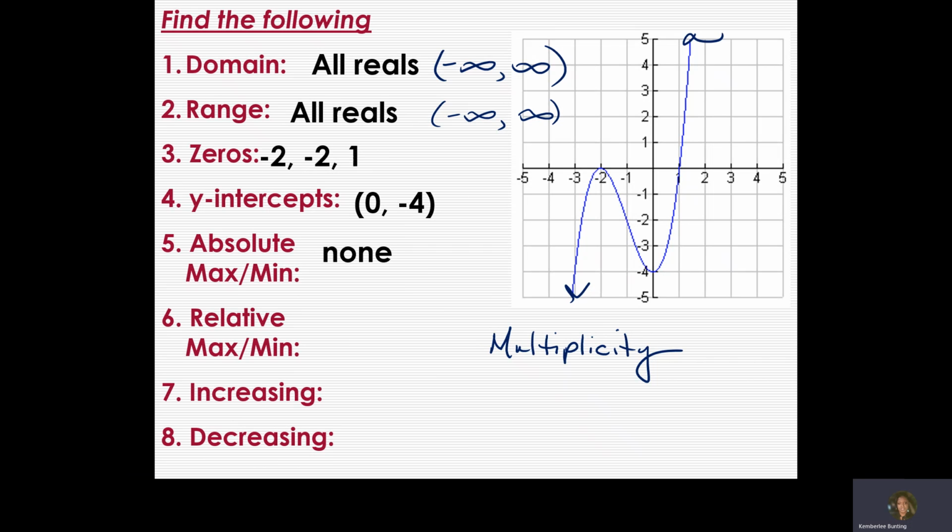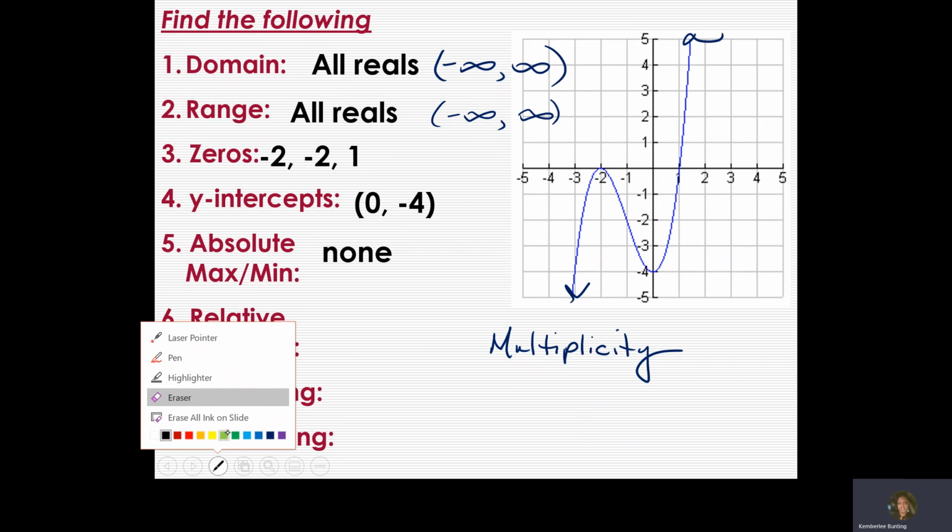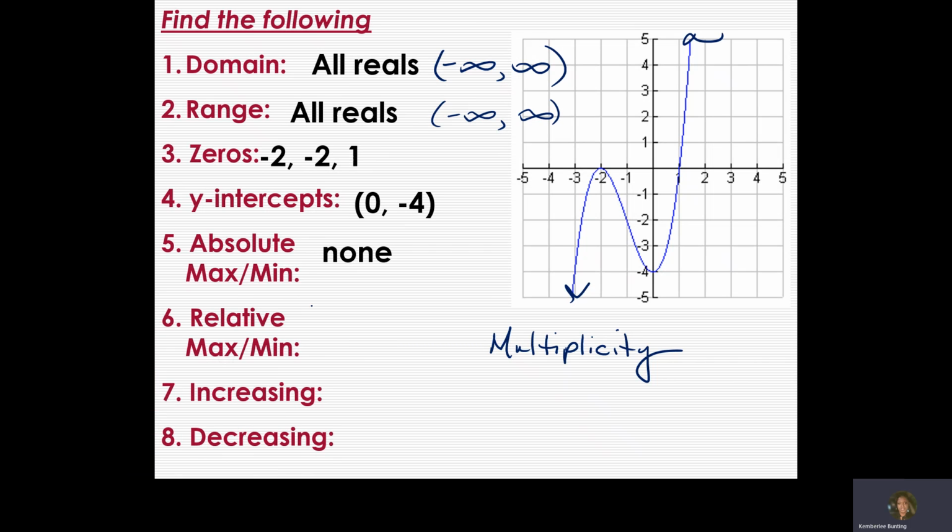Now, do we have relative maximum or minimum values? Yeah, we do. Roughly right here, in this region of the graph, I have a peak. When we name our relative maximum and minimum values, guys, we use points to name them. We have a relative maximum at this point. What's the location of that point, guys?